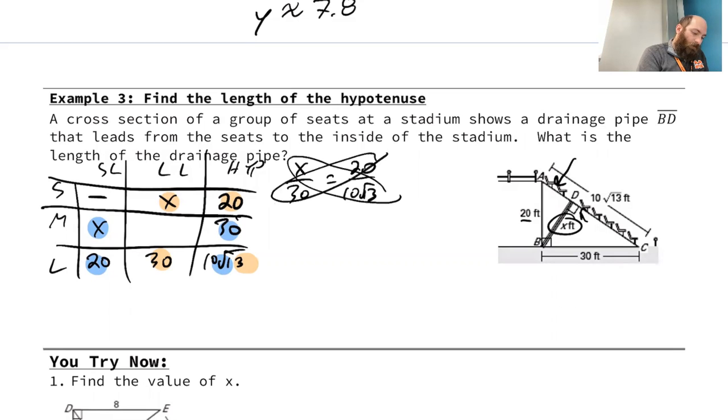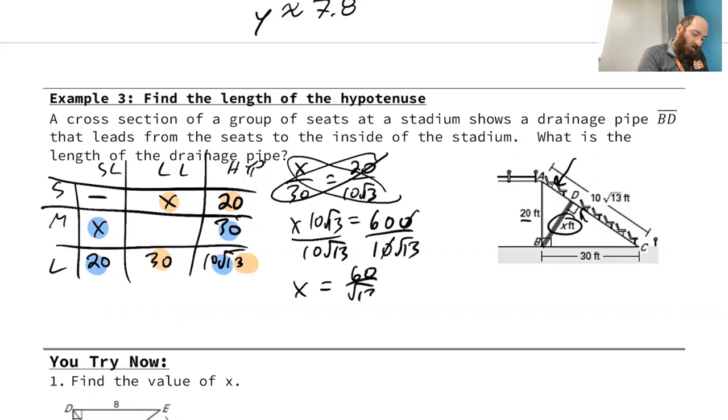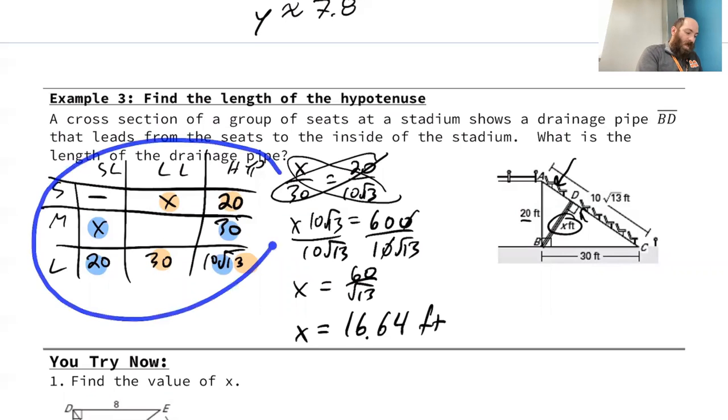So now we can cross multiply. I've got X times 10 root 13 is equal to 600. Divide by 10 root 13. The zeros will cancel out, so I'm going to have 60 divided by the square root of 13. I'm going to plug that into my calculator: 60 divided by the square root of 13. That's going to give me an X value of 16 point. It doesn't tell me where to round, so I'm just going to go ahead and do 2 decimal places. So 16.64 feet.